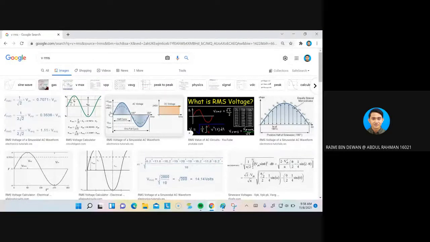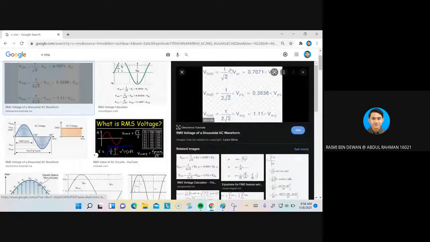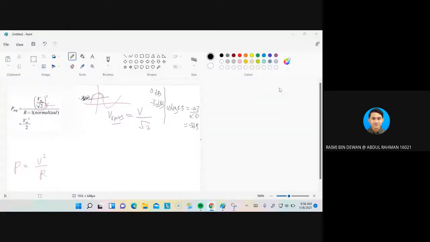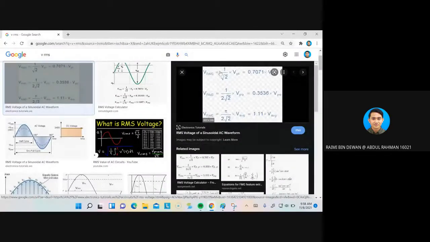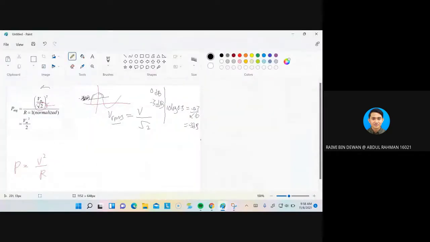Okay, so you can see this is the VRMS. VRMS is usually 1 over root 2 times V peak. Okay, 1 over root 2 V peak. So this one is actually what? You can see here, VRMS is V peak over root 2. So this is what? This is actually what? VRMS what?